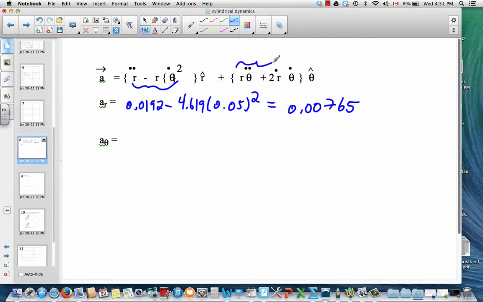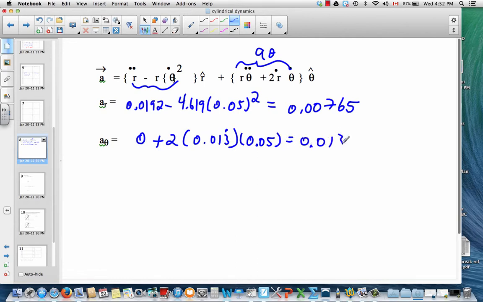This is the theta acceleration here, and because theta double dot is 0, that term just disappears, so it's plus 2 times r dot times theta dot, and that's 0.013 repeating. And both of those are in meters per second squared units.